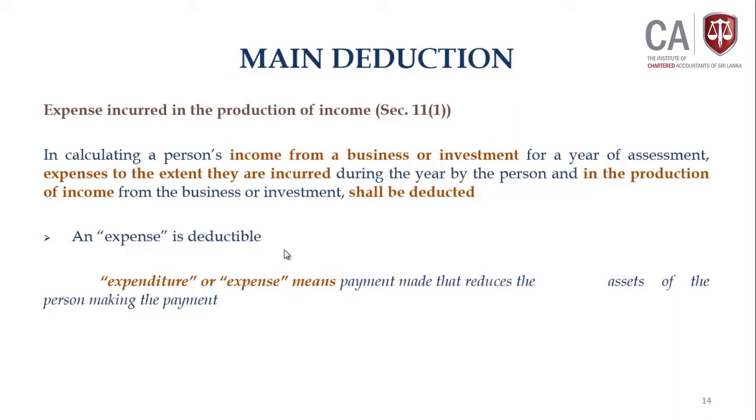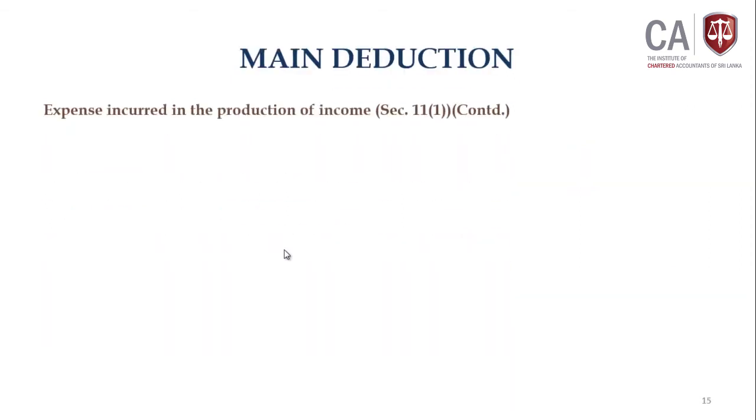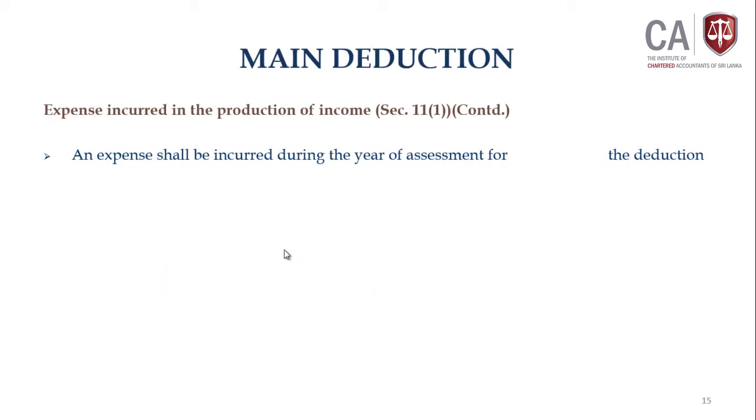So, what do you mean by expense? Again, you have to go to the interpretation section under 95. Expenditure or expense means the payment made that reduces the assets of the person making the payment. Again, when you go to payment, it is defined in a very broad manner. Then the expense shall be incurred during the year for the deduction.